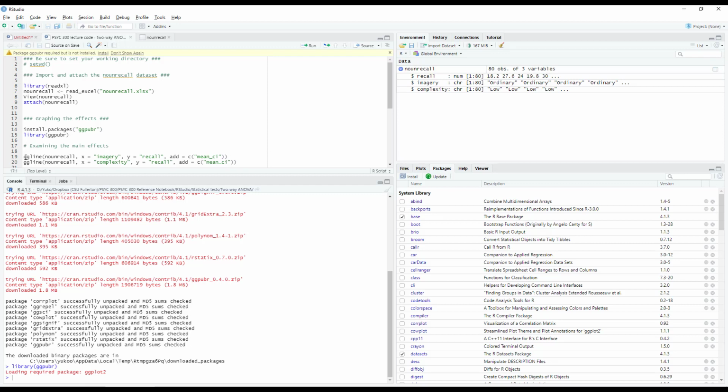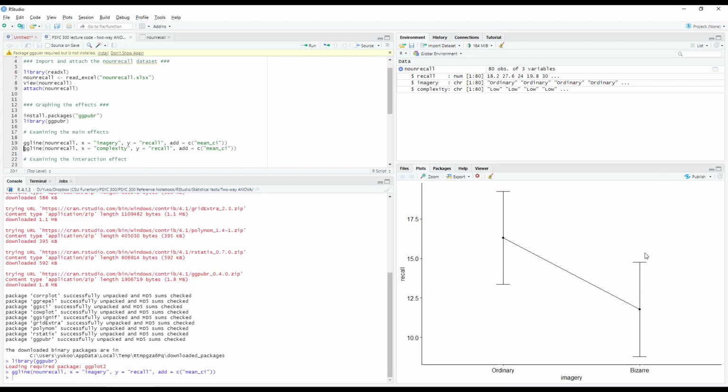And so here is the first one, which would be the main effects of imagery. What I'm doing here is saying, please give me the mean plots using a non-recall data set. Here is my independent variable, imagery. Here is the dependent variable, recall. And then please show me the 95% confidence intervals around those means. So I'm going to run this code.